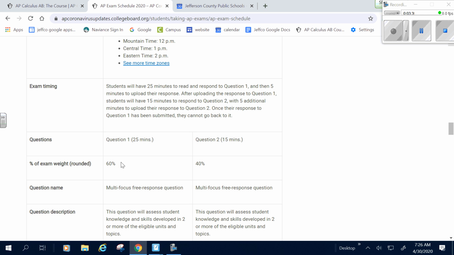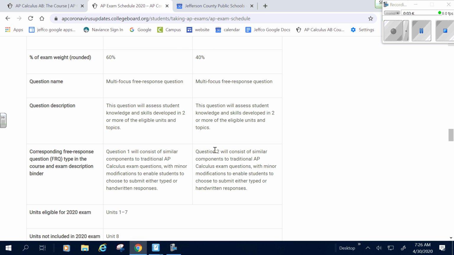Anyway, it'll be two questions. One will be longer, 25 minutes. Another will be 15 minutes. Both of them you can expect to be multi-focus. There's going to be a lot of different parts to each one. So a question might have derivatives and integrals and limits in it, or it might have motion or applications in addition to u-substitution technique. You can expect that to happen.